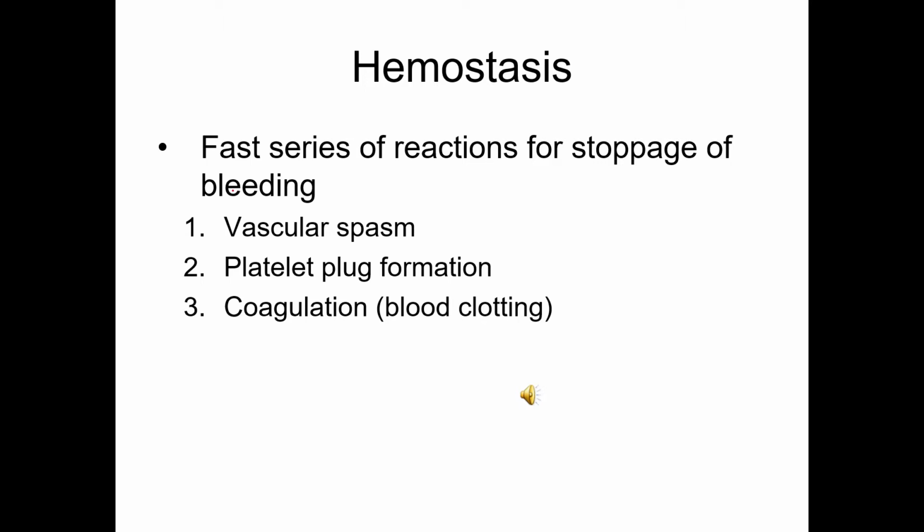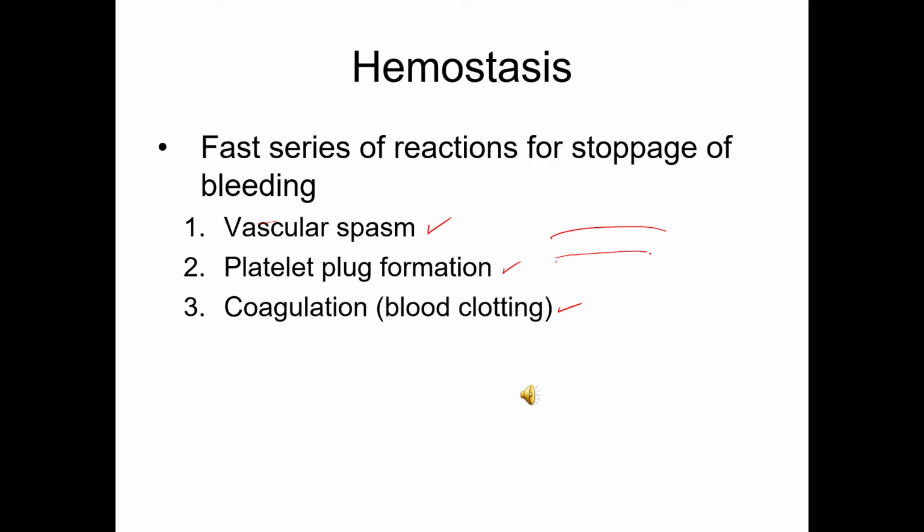Now, hemostasis occurs in three mechanisms or steps. What are those three steps of hemostasis? First is vascular spasm, then platelet plug formation, and then blood clot or coagulation. So let's see what happens when you get a cut.